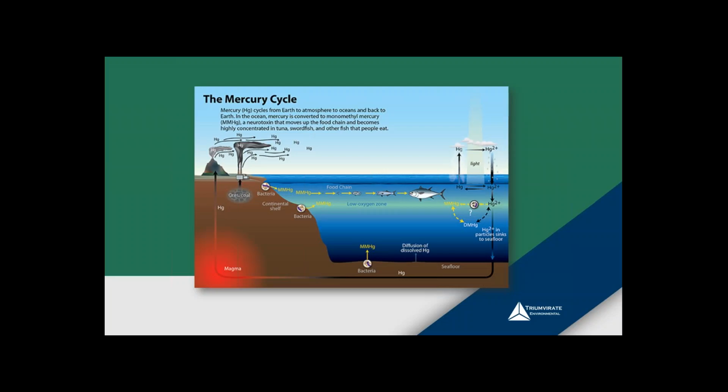This is just an illustration of that mercury cycle. Mercury cycles from the Earth to the atmosphere, to the oceans, and back to the Earth. In the ocean, that mercury is converted to monomethylmercury, which is a neurotoxin that moves up the food chain and becomes highly concentrated in tuna, swordfish, and other fish that people eat. Wastewater can also contribute to this cycle. In the greater Boston area, the Massachusetts Water Resource Authority closely monitors that type of contamination.